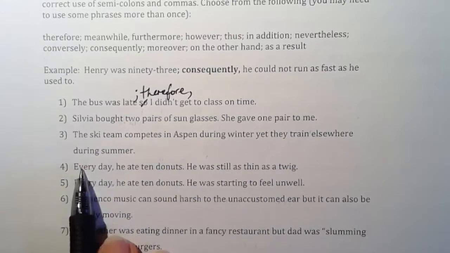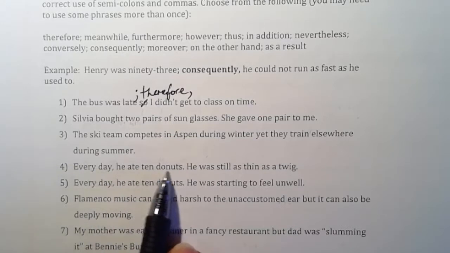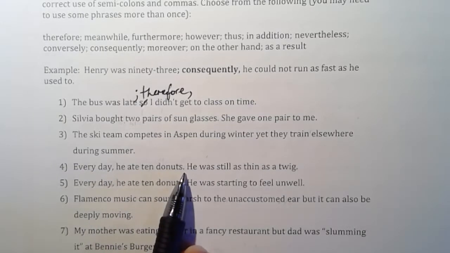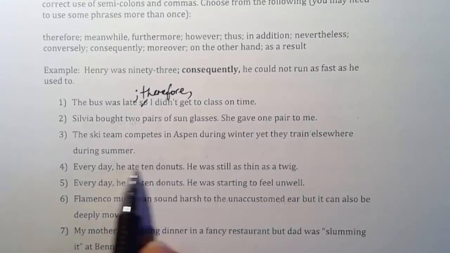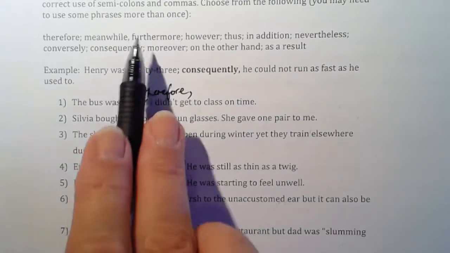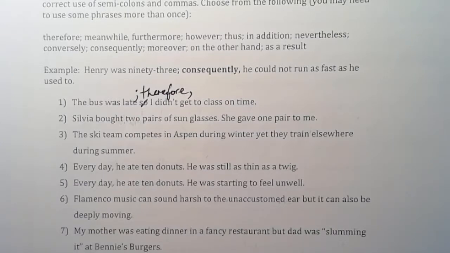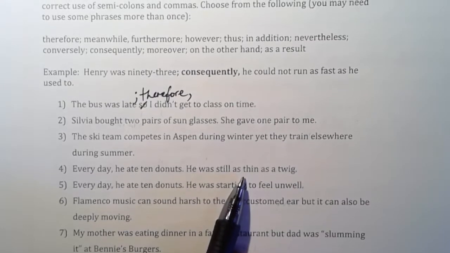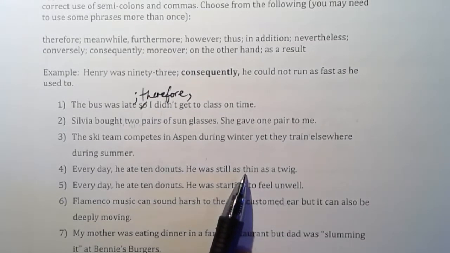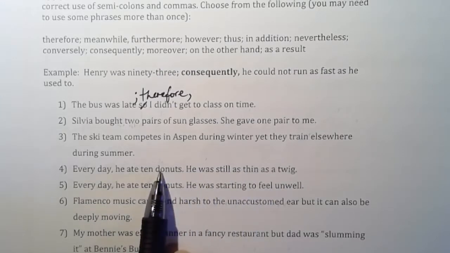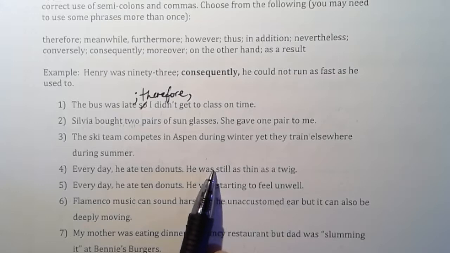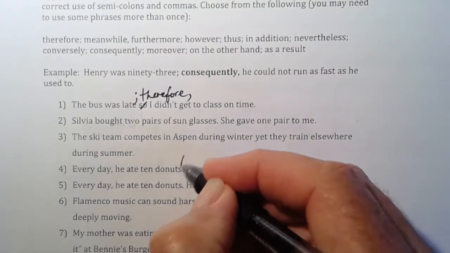Every day, he ate 10 donuts. He was still as thin as a twig. If we want to join these together, we could use one of our transition phrases. Now, if you ate 10 donuts every day, this is kind of contrary to what we'd expect. We'd expect it's more likely that you'd put on a few pounds. Okay, every day he ate 10 donuts. But conversely, we could say however here. That would work as well.